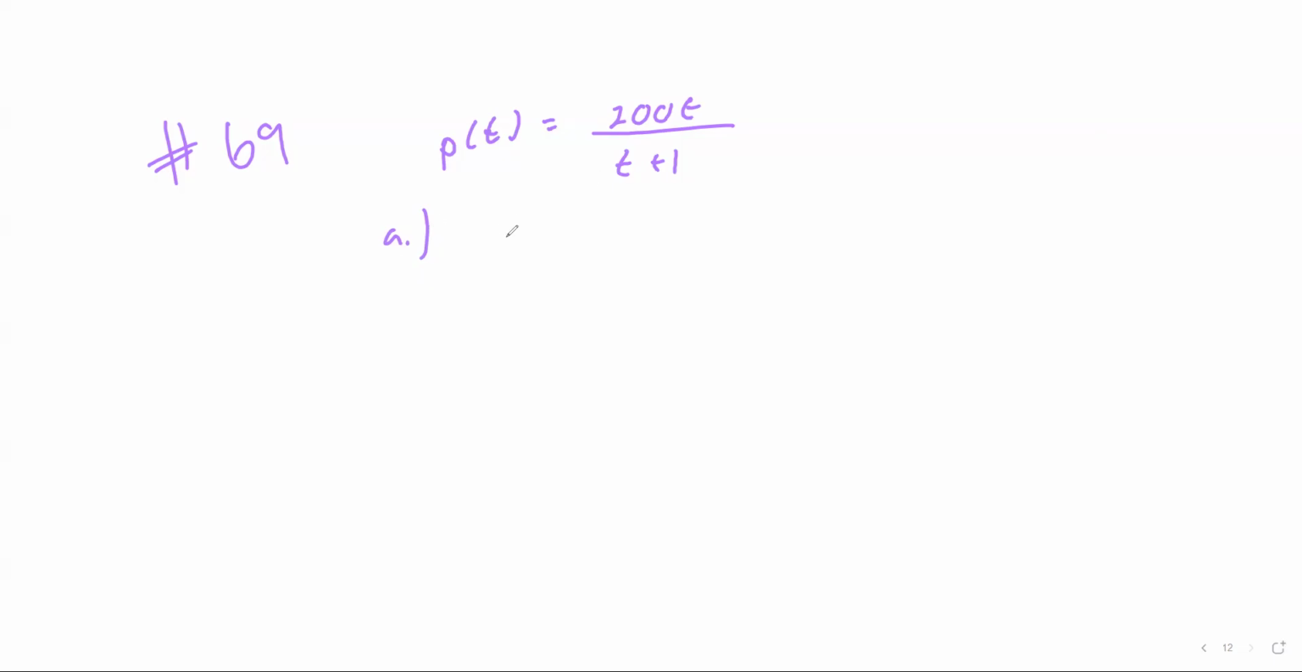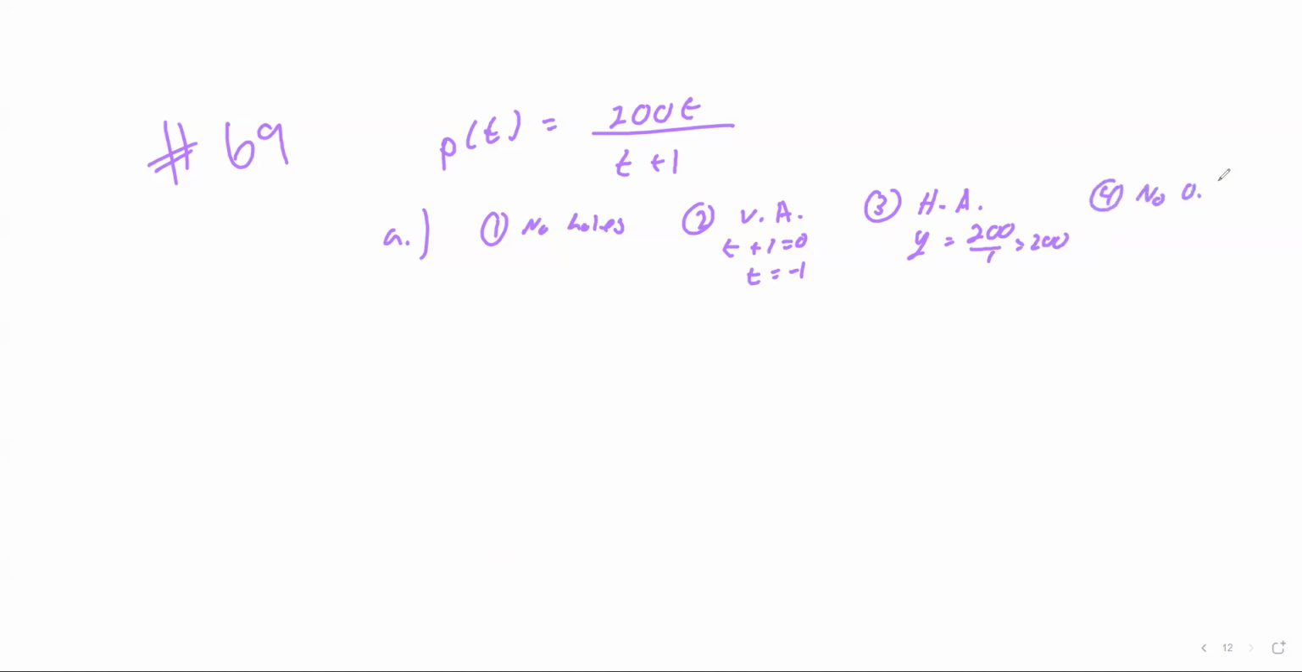So part A says sketch the graph of P of T for T greater than or equal to 0. So let's find some things. I can't factor. I can't cancel, so no holes. Two, my vertical asymptote would be T plus 1, which equals 0, so T equals -1. Horizontal asymptotes, they have the same degree, so I just divide their leading coefficients. So it's 200 divided by 1, which is just 200, which means there are no oblique asymptotes.